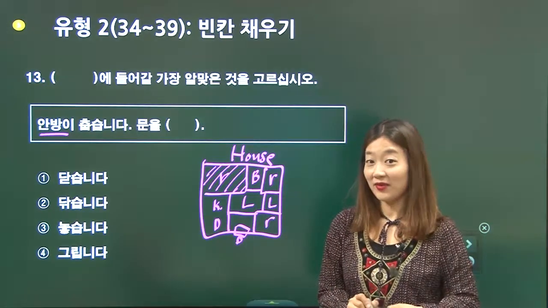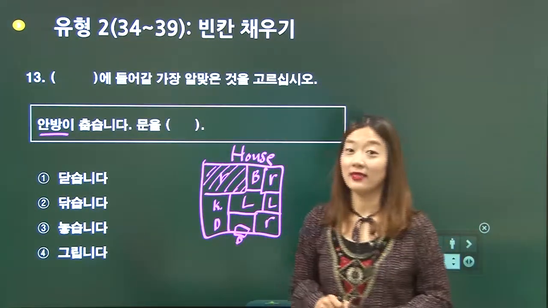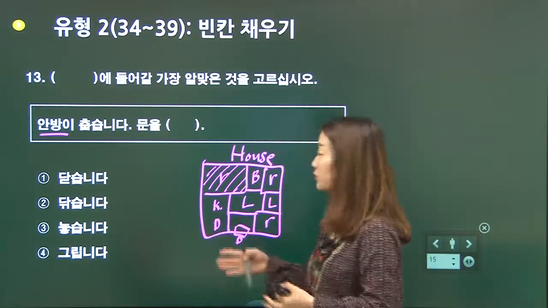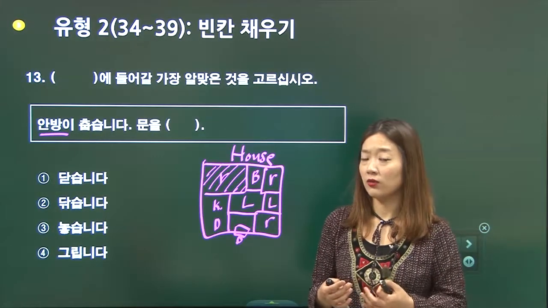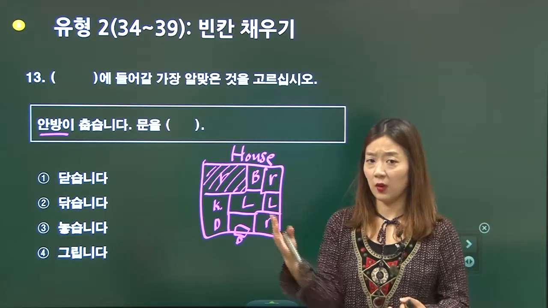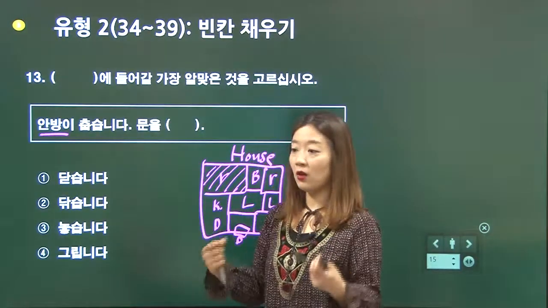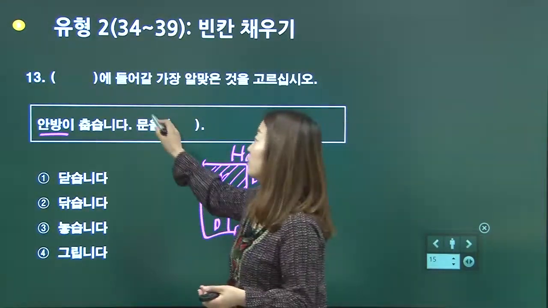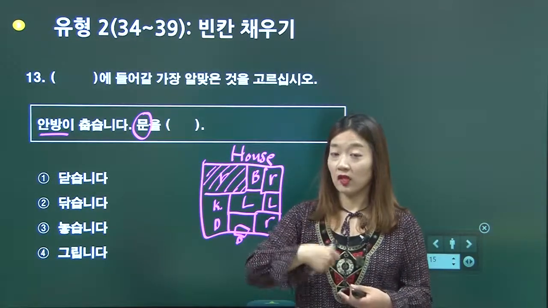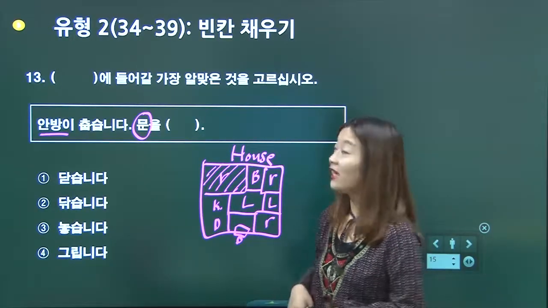Okay? Remember? Understand, right? And so this room, 안방, 춥습니다. It's cold. So the room is very cold, which means the atmosphere is cold or the floor is cold, something like that. So if you feel cold in the room, what do you do with the door? 문. 문을 close or open? Of course, we are going to close the door, right?